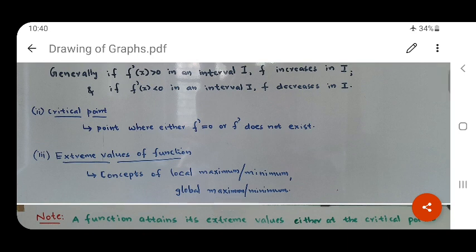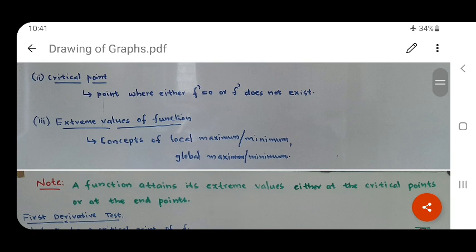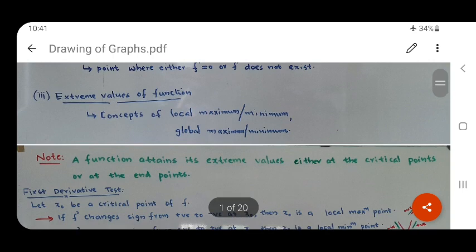Third one is the extreme values. So you are already familiar with the concepts of local maximum, local minimum, and global maximum, global minimum values. The extreme values are the points where the function attains its extreme values. I mean, the global maximum is the maximum value of the function it attains in the domain, and similarly the global minimum. The local maximum or local minimum are the values which are maximum or minimum in a given interval.